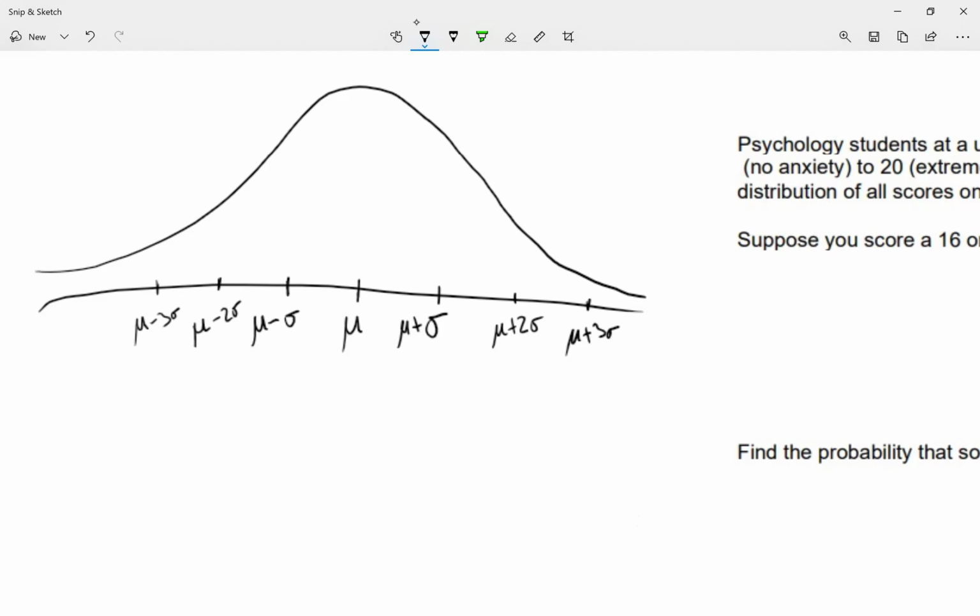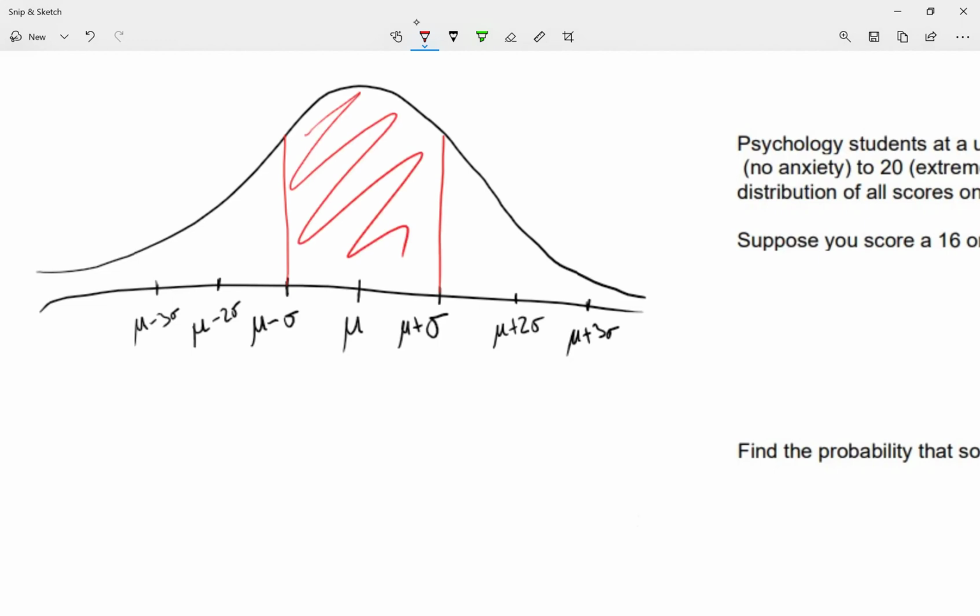Remember, for it to ring a bell, I used the term 68, 95, 97%. What that meant, as a reminder, is from the mu, if I go one standard deviation to the left and one standard deviation to the right, everything in between was 68%. Remember, I call that the 68, 95, 97 rule.